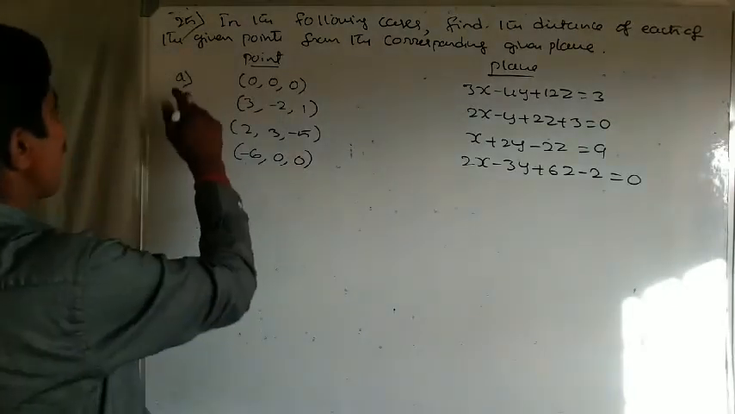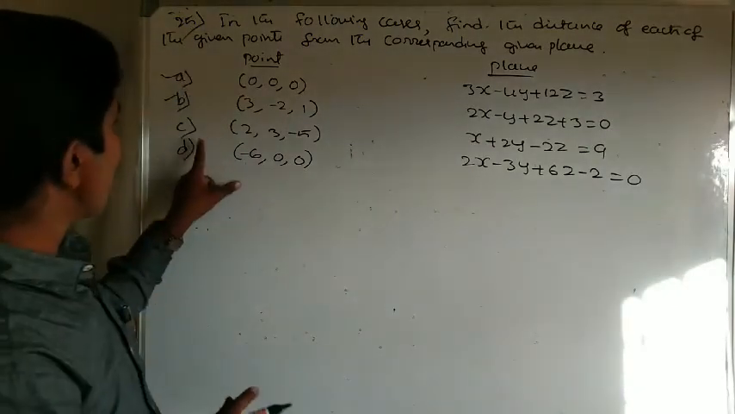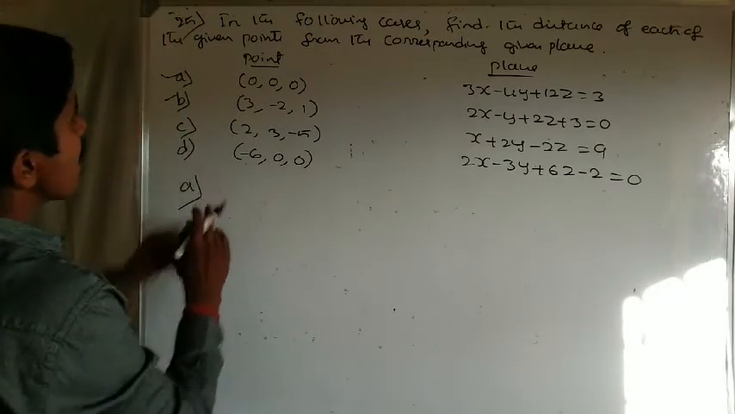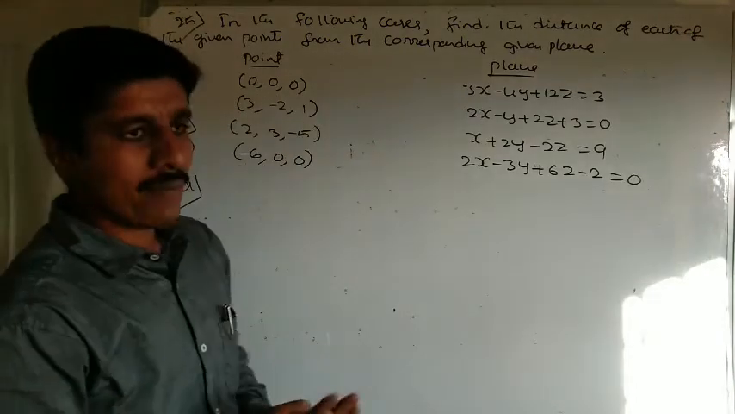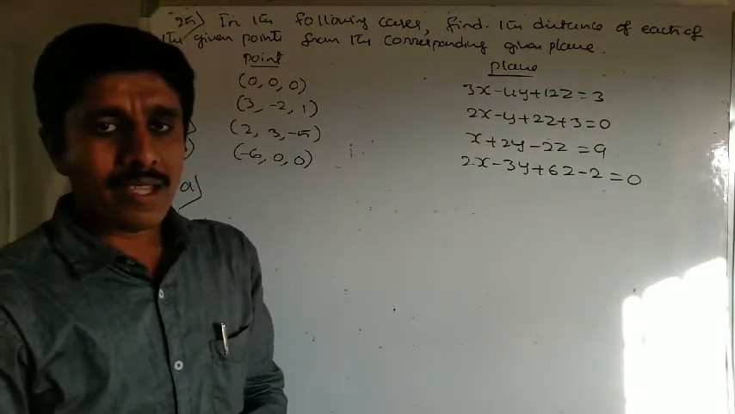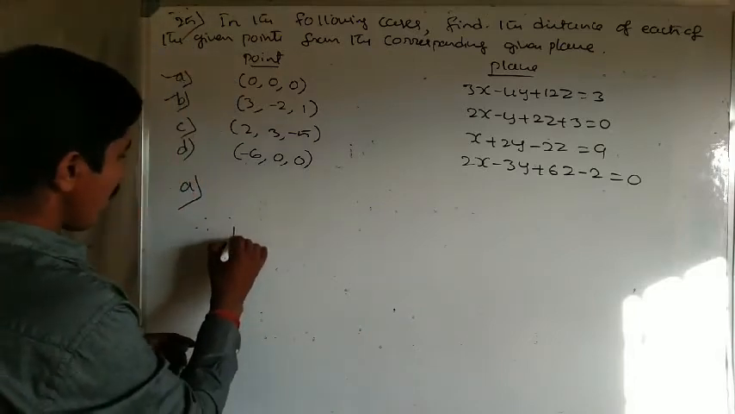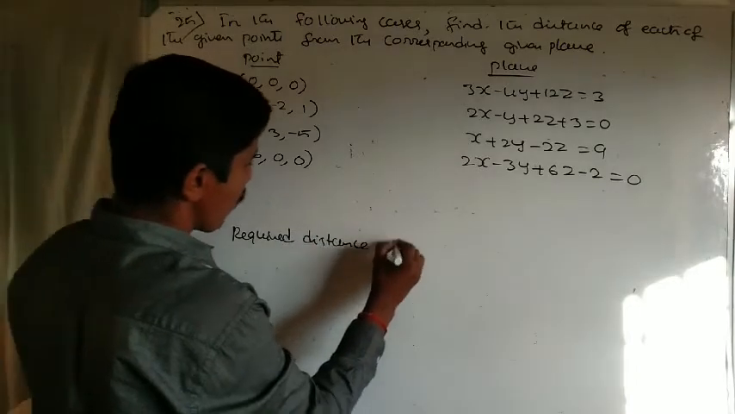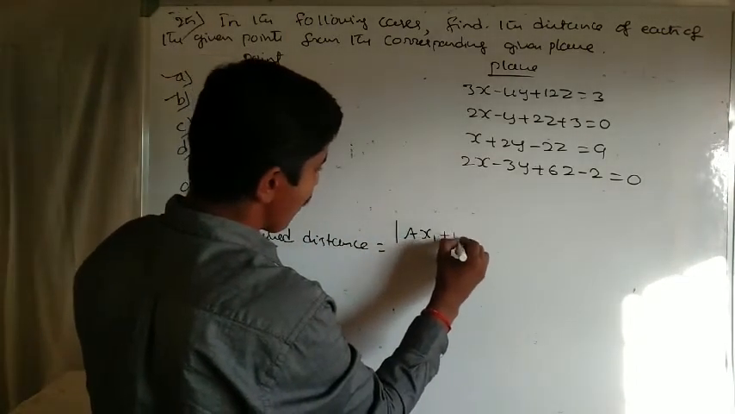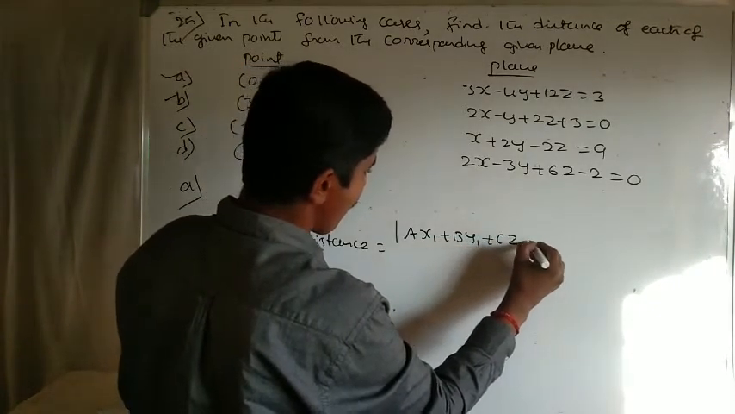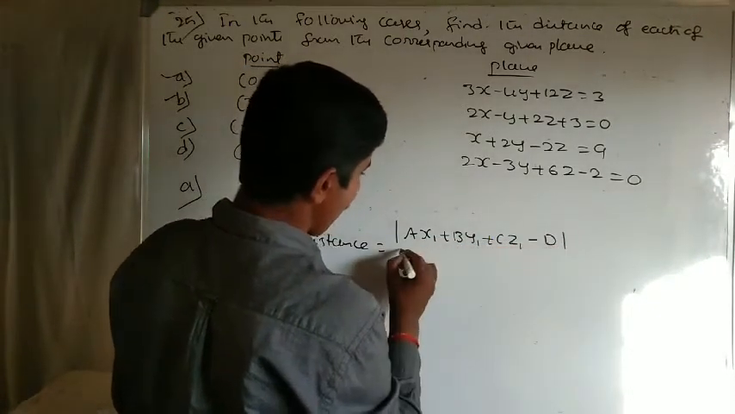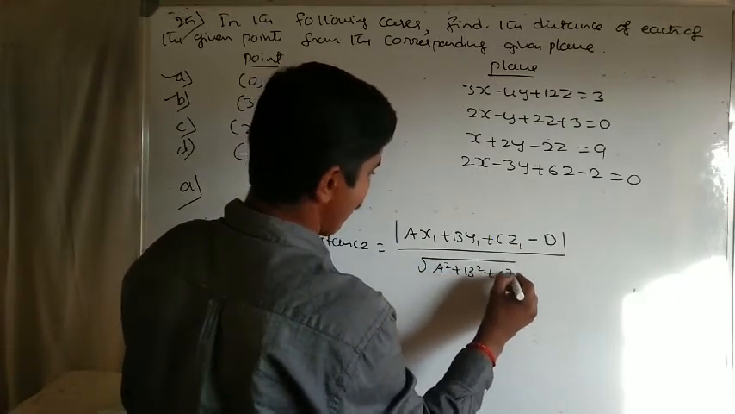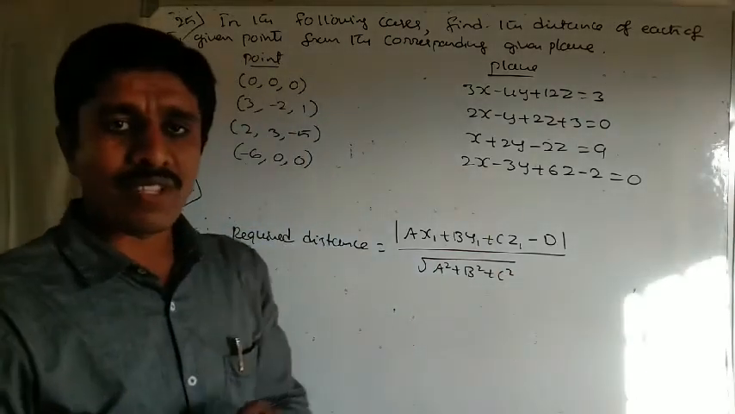Now I will do A and B. Take C and D problems for assignment work. First sub problem: find the distance of a point from the plane. The required distance formula is equal to modulus of ax1 plus by1 plus cz1 minus d, divided by square root of a square plus b square plus c square.